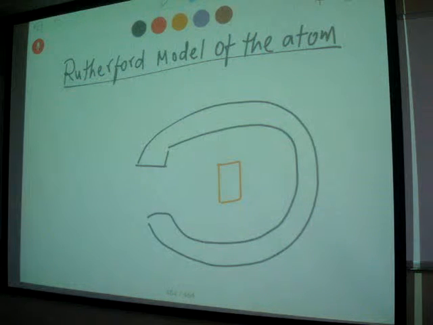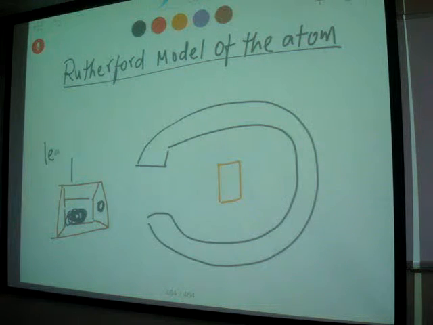Then what he did, he had a kind of box, a lead box. Inside he put a source of alpha particles. So I am going to draw the source of alpha particles, and there is a little hole in here in the lead box. So this is a lead box, and this is a radioactive substance, the source of alpha particles.